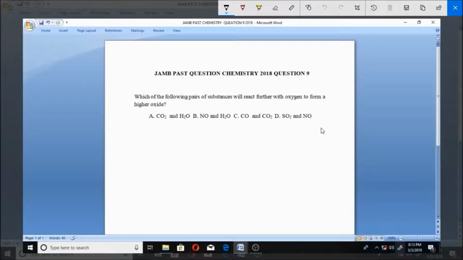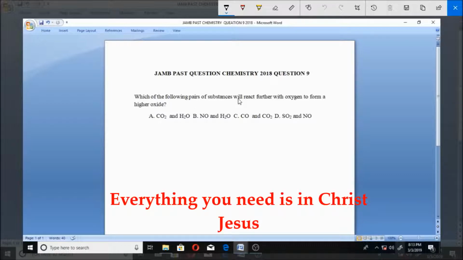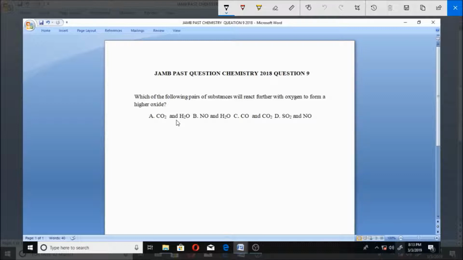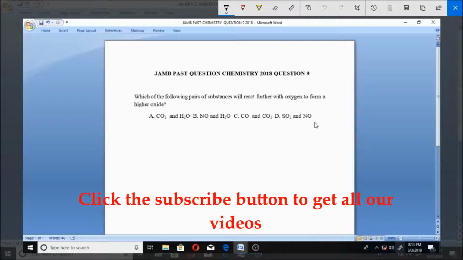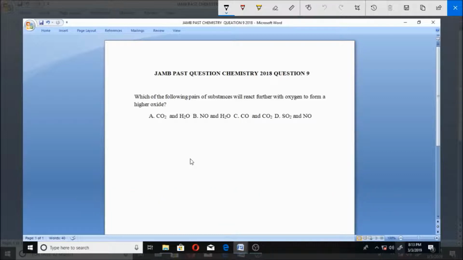Now let's look at question number 9 for JAMB Past Question Chemistry 2018. Which of the following pairs of substances will react further with oxygen to form a higher oxide? A. CO2 and H2O. B. NO and H2O. C. CO and CO2. D. SO2 and NO. So which of the following pair of substances will react further with oxygen to form a higher oxide?